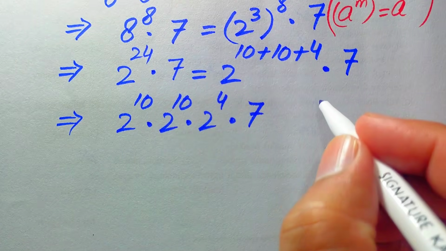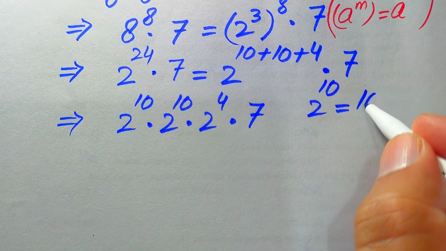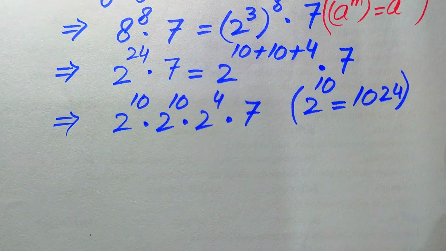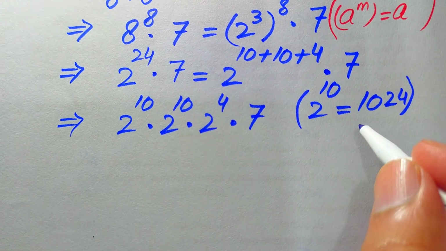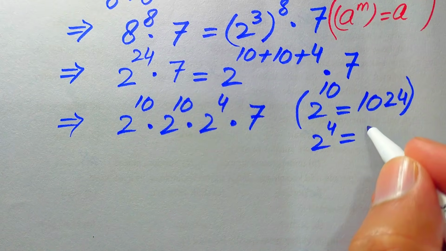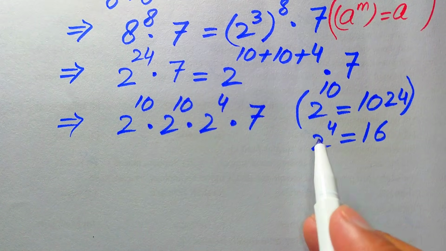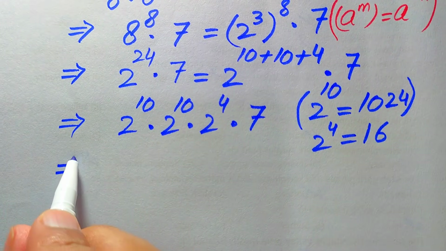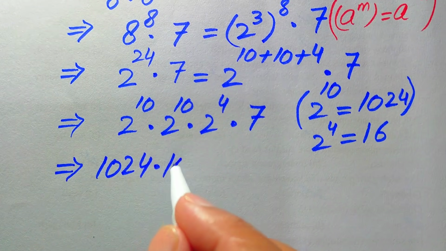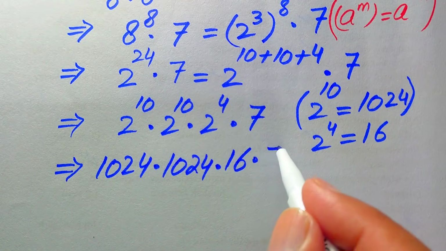Here you see that 2 to the power of 10 equals 1024. This is a very common value; we already know about this. And 2 to the power of 4 equals 16. So now we replace both of these values in this expression, and it becomes 1024 times 1024 times 16 times 7.